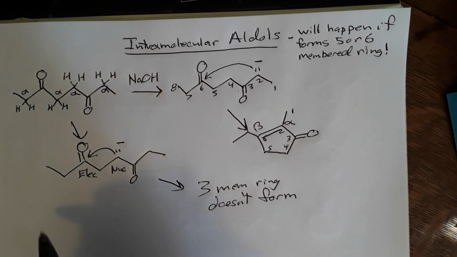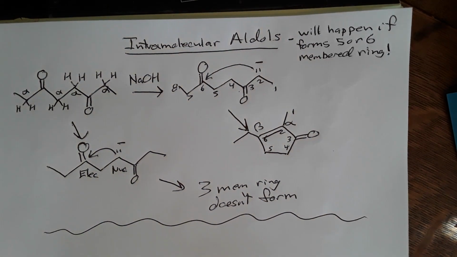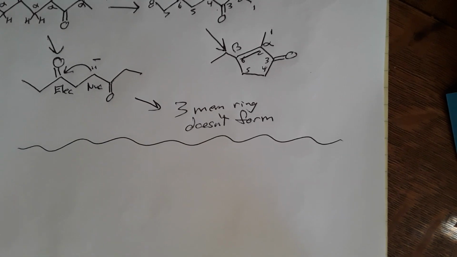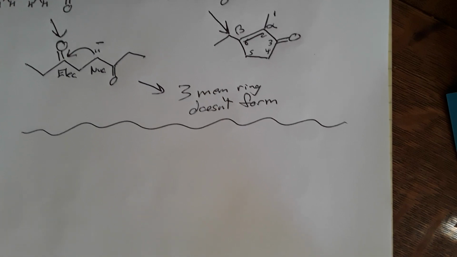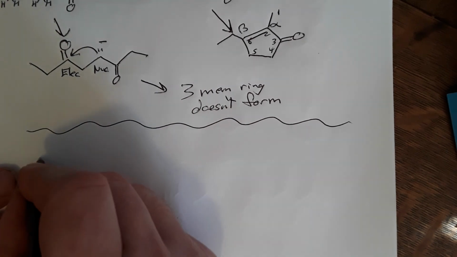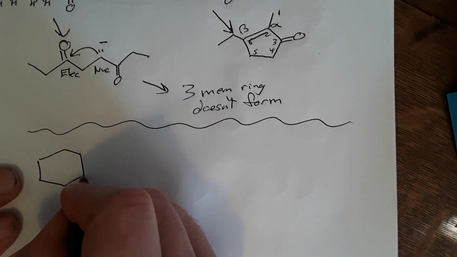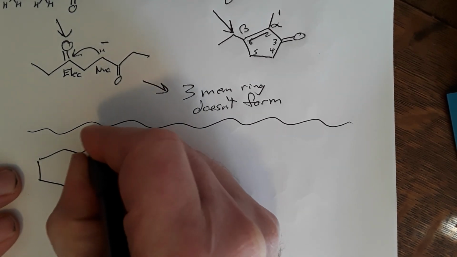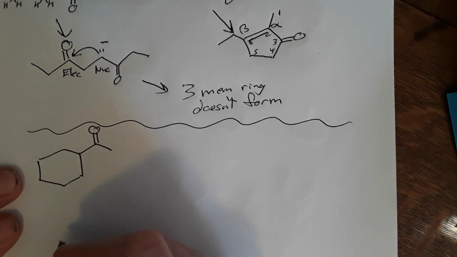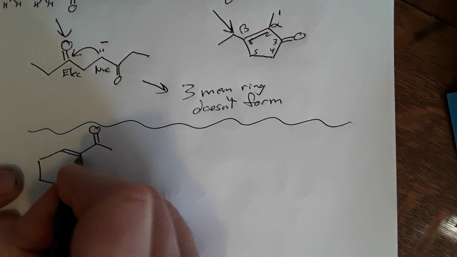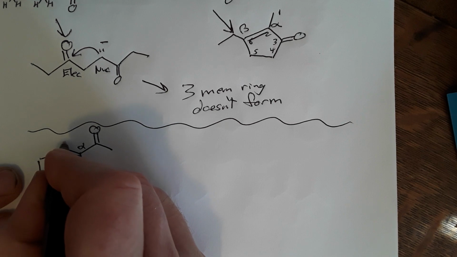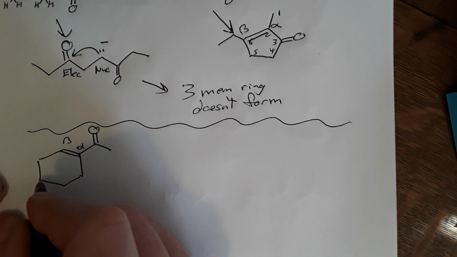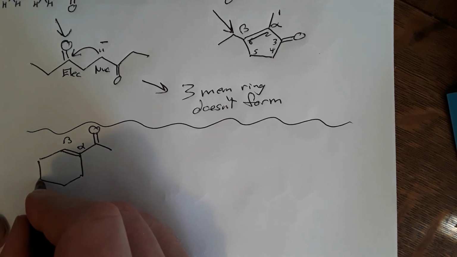So let's say we had a target molecule that we wanted to make, and let's think about whether we could make it from an intramolecular aldol reaction. Let's make a 6-membered ring this time, and make a carbonyl outside the ring. So here is our alpha, beta, unsaturated carbonyl, and put a methyl group over here.